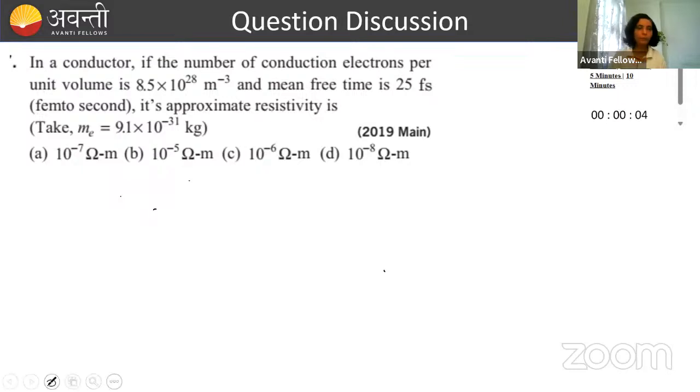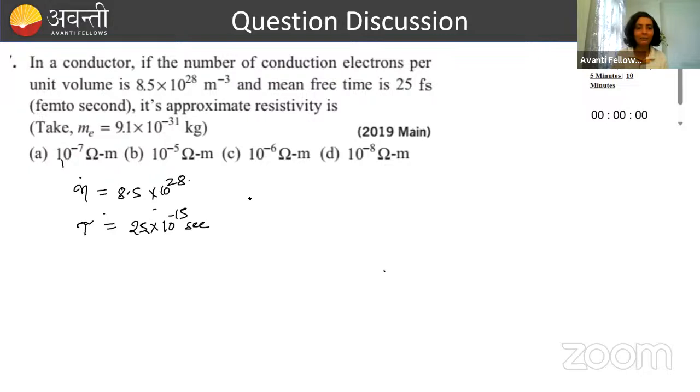So what the Mara, Gandhinagar, you tried, but it's wrong. Let's see. What the question is, in a conductor, if the number of conduction electron per unit, so value of n is given. N is how much here? N given is 8.5 into 10 to the power 28, right? And mean free time here means relaxation time. So relaxation time is how much? That is 25 femtosecond. 1 femto means 10 to the power minus 15 second. So it will be into 10 to the power minus 15 second. So this is your tau.